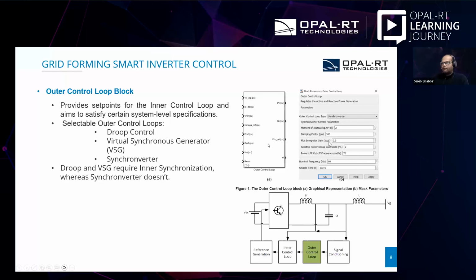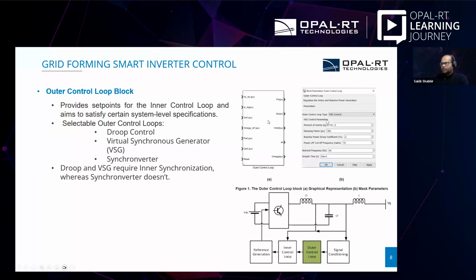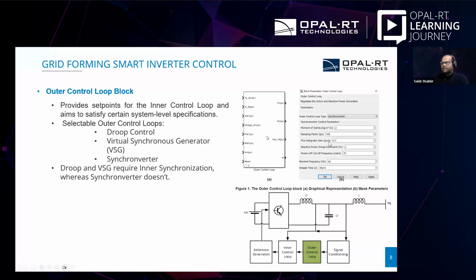So that's why, when choosing the Droop control and the virtual synchronous generator control, they usually provide set points for the inner synchronization units. But when choosing the sync converter, it directly generates the control signal. Because of that added inner impedance with the sync converter, it doesn't require any inner synchronization unit.